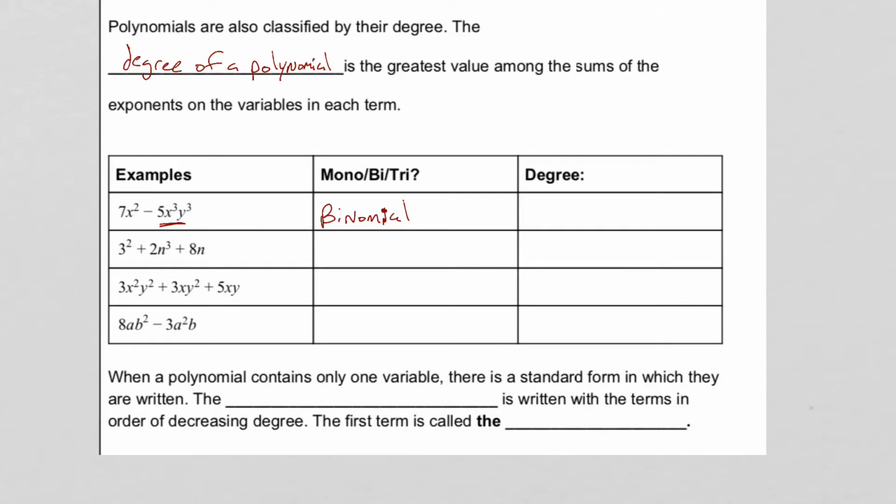And right, the sum of the exponents here is, this is the one we're looking at. Right, what is the sum of the exponents? So this is a 6th degree binomial. And this next thing, right, has 3 terms. There's a term, there's a term, there's a term. These are all terms. And so this is a trinomial.